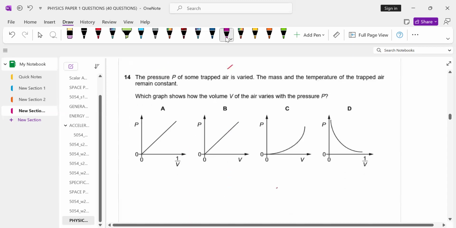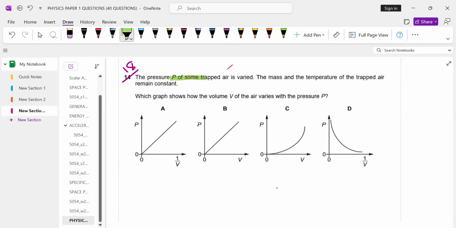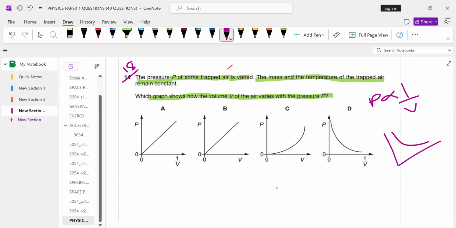Question number 18. The pressure at P of some trapped air is varied. The mass and the temperature remain constant. Which graph shows the volume of the air and the pressure? Firstly, you need to remember that pressure is inversely proportional to volume. Means if one quantity increases, the other one decreases. If pressure increases, volume decreases. So in your mind, there would be a graph for the pressure and volume relationship, or inverse proportional relationship, which is like this. Let's look at the options.